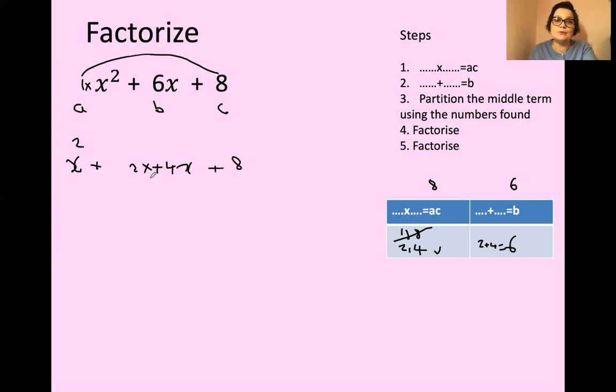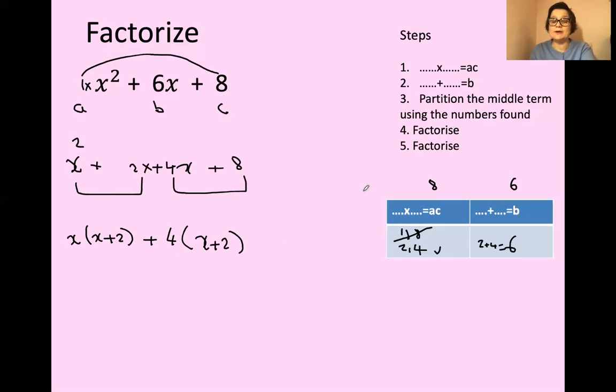And now we are going to group them, so we're going to factorize the first two terms and the second two terms. Now the common factor for x to the power of 2 and 2x is x. So put the x outside the bracket, open the bracket, and then you have x plus 2 inside the bracket. And the common factor of 4x plus 8 is going to be 4. So put a 4, plus 4, open the bracket, x plus 2.